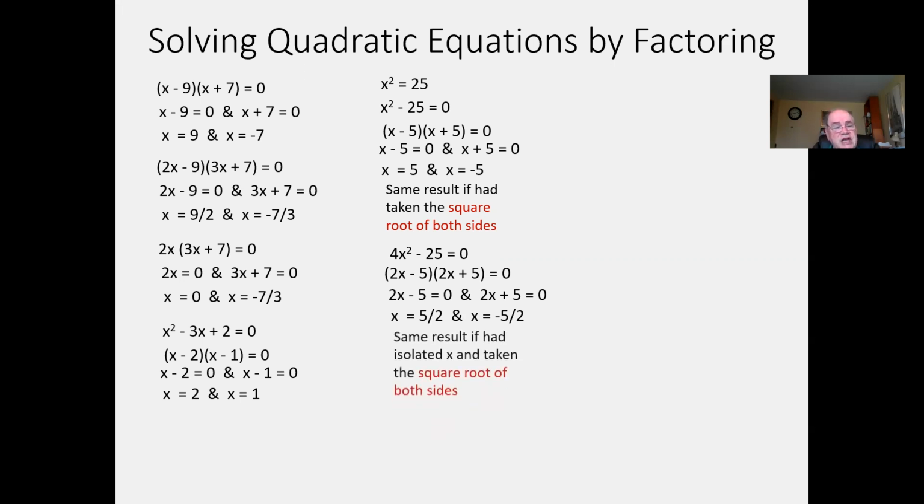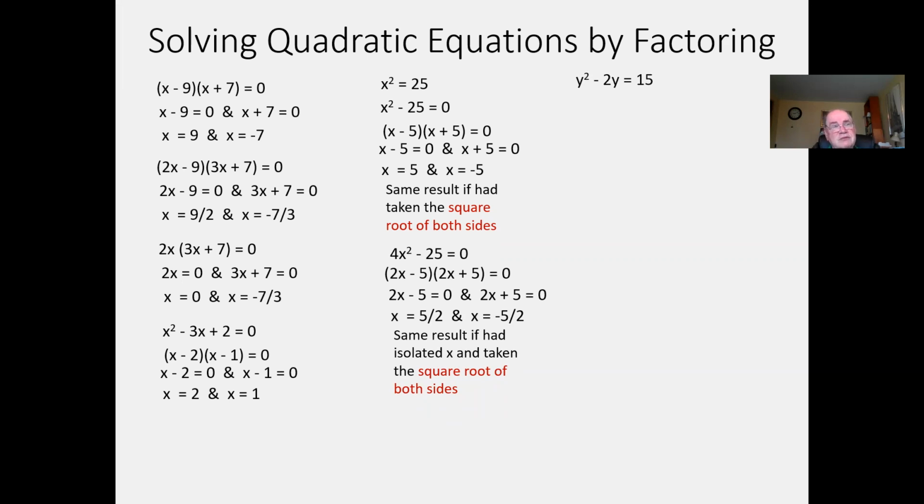And notice we would get the same result if we went ahead and isolated the x squared. Can we do that mentally? I think so. Bring the 25 to the other side and divide by 4. X squared is equal to 25 over 4. The square root of that is a plus or minus 5 over 2, which is what we got the long way.